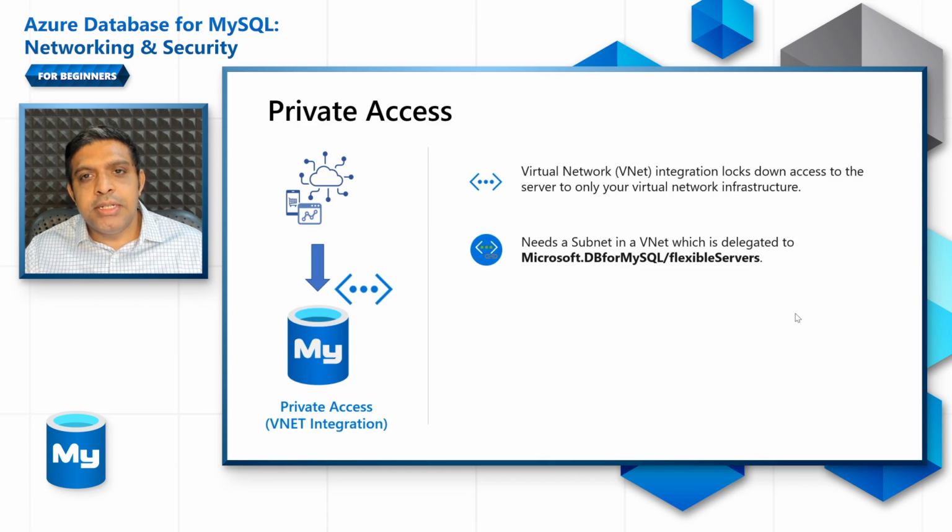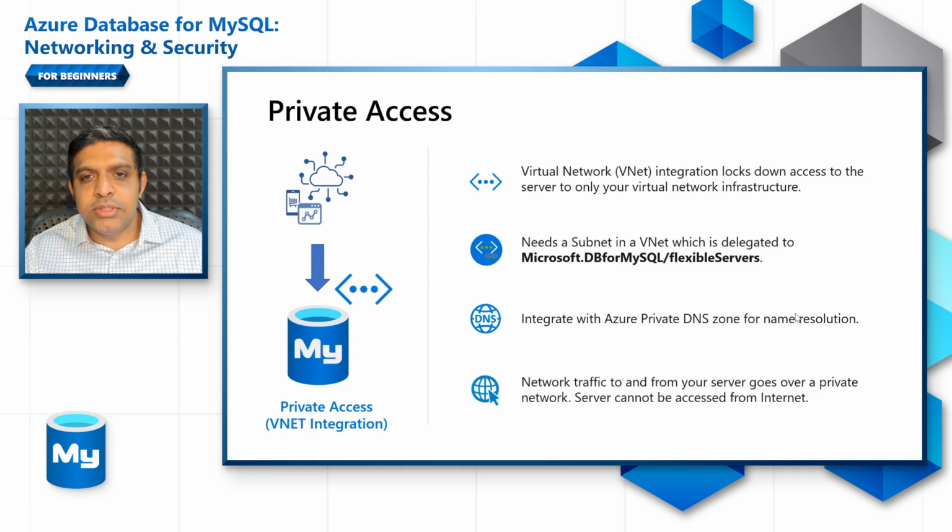Now, coming to private access, the server is integrated with a VNet. The subnet in which we will be hosting the service on that VNet needs to be delegated to Microsoft DB for MySQL flexible servers. The name resolution is taken care of with the help of private DNS zones. The network traffic is completely over the private network and is highly isolated.